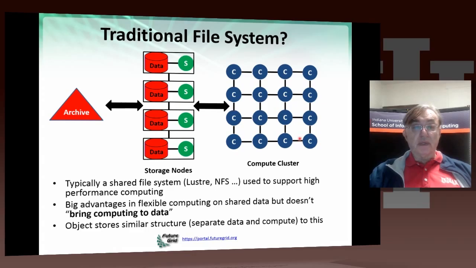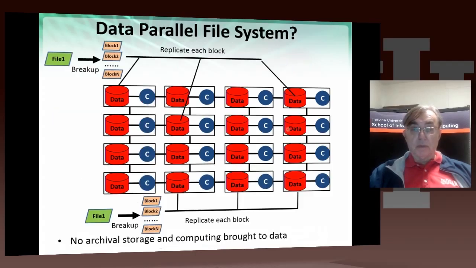The disadvantage of this approach is it's highly centralized. It's generalized in things like GFFS to distribute it across the country, but it doesn't bring the computing to the data. And we can replace the Unix-style Lustre file system with object stores, which are actually relatively similar in concept. And we have a separate set of storage nodes from the compute nodes.